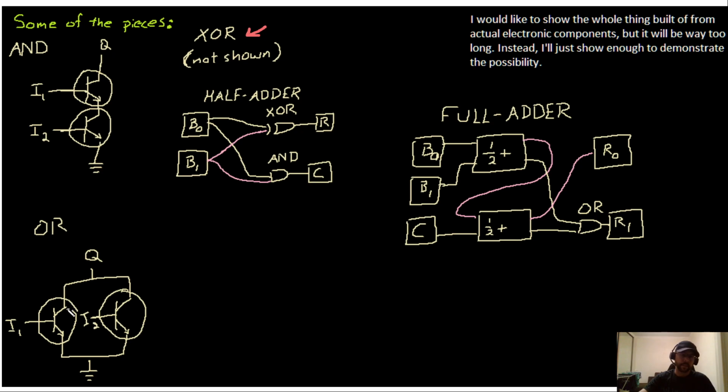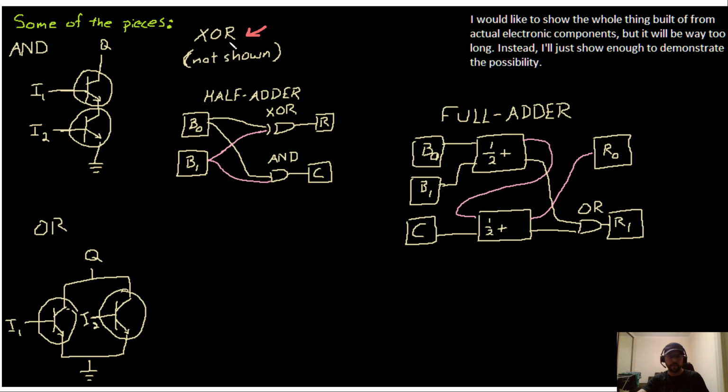An OR gate means that if both of these are zero, the output is a zero. If either of the inputs is a one, but the other one is a zero, then the output is a one, because it only needs to see at least one number one down here. And if both inputs are a one, the output is also a one.